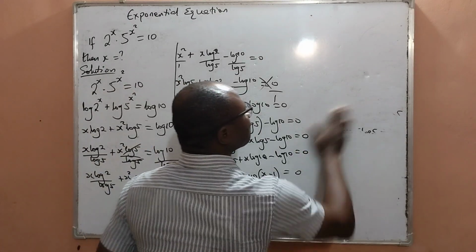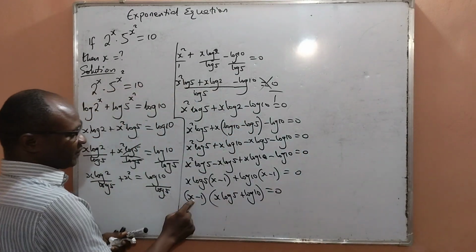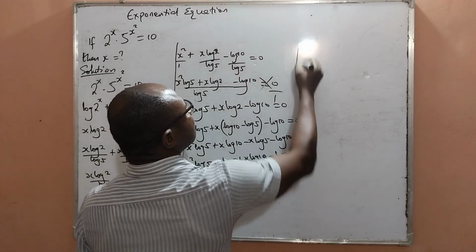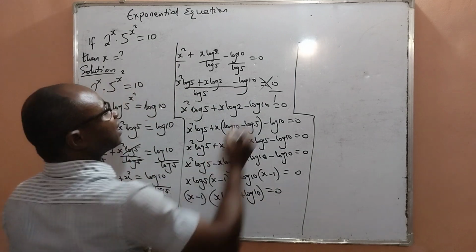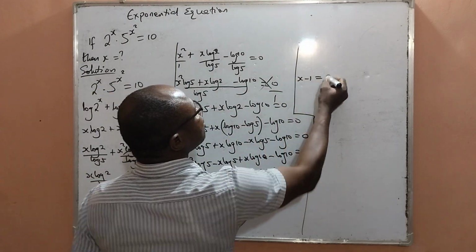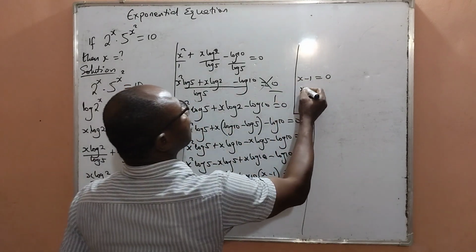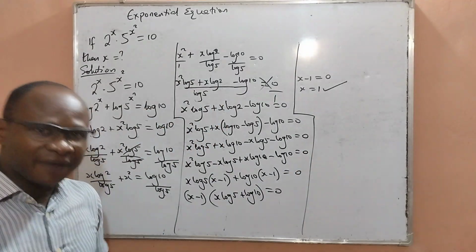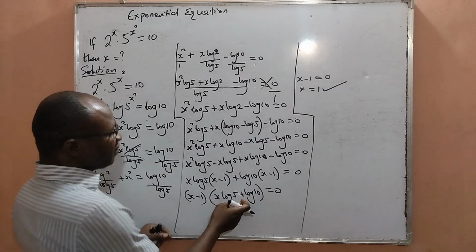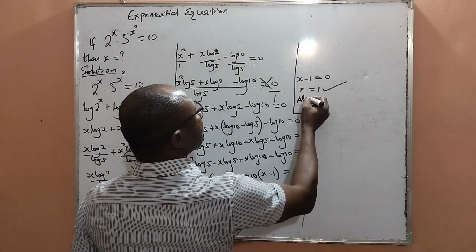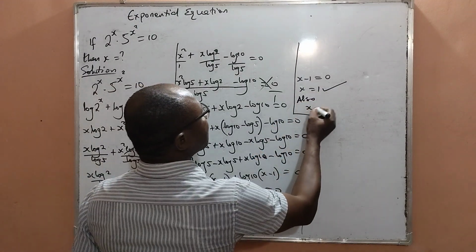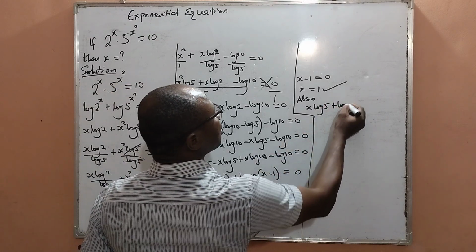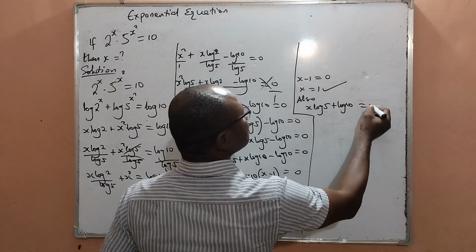Now, if you have a bracket like this, what it means is that the first bracket is equal to 0 and the second bracket is equal to 0. So solving on, what I will now have is x minus 1 is equal to 0, implying that the value of x is equal to what? I have gotten the first value of x. The second value of x is also x log 5, then plus log 10 is equal to 0.